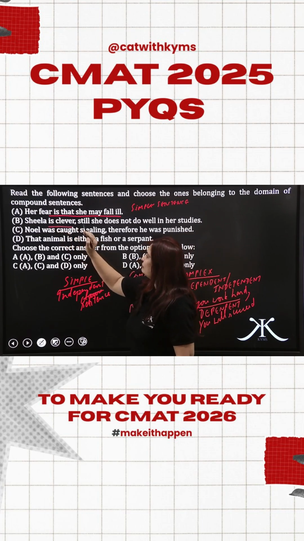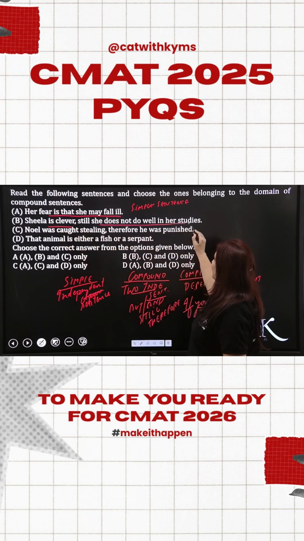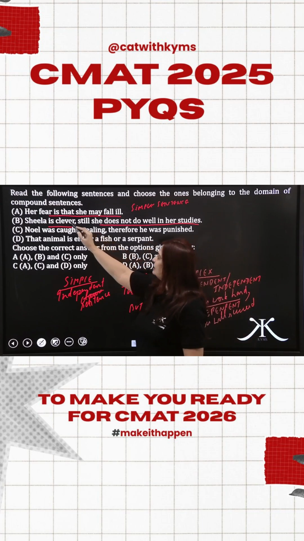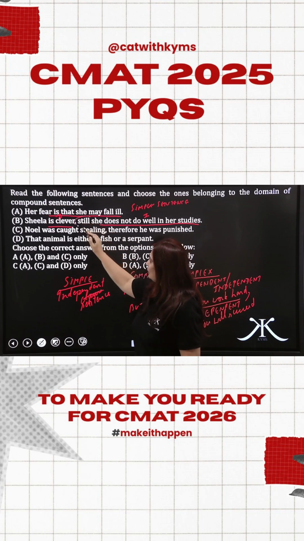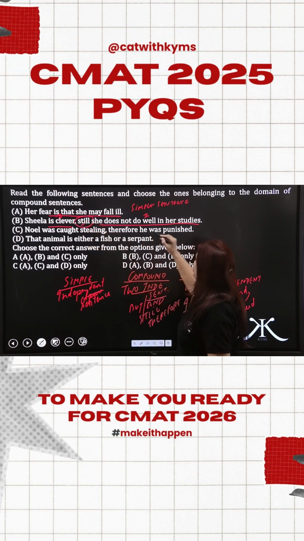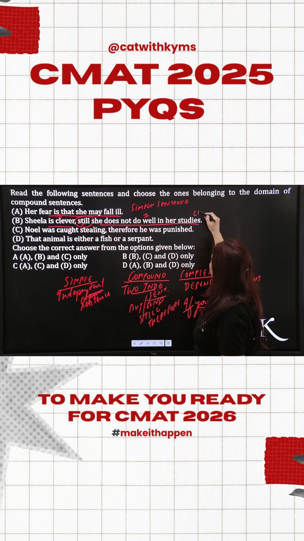"Sheila is clever," first sentence. "She does not do well in her studies," another sentence. This is also an independent sentence, this is also an independent sentence, and we have joined these two sentences using "still." So this is the case of a compound sentence.